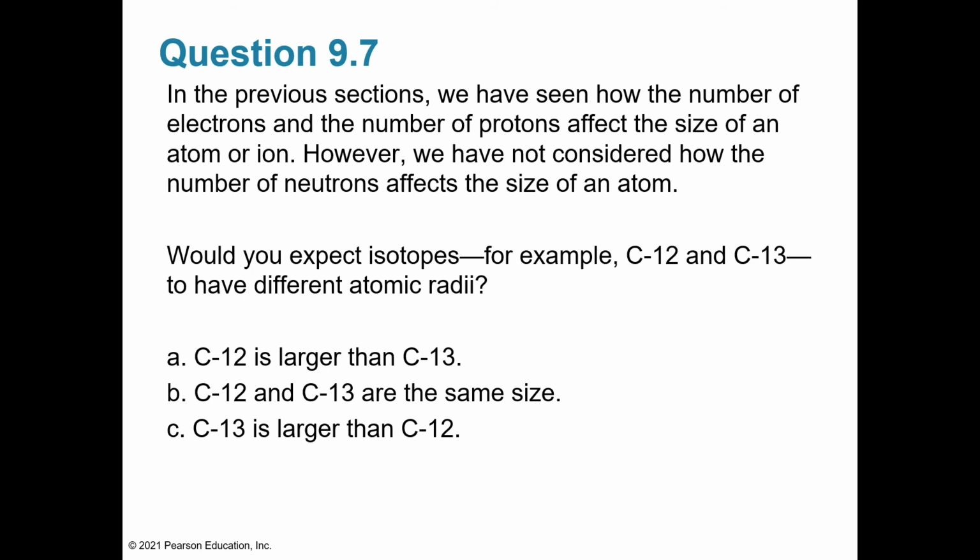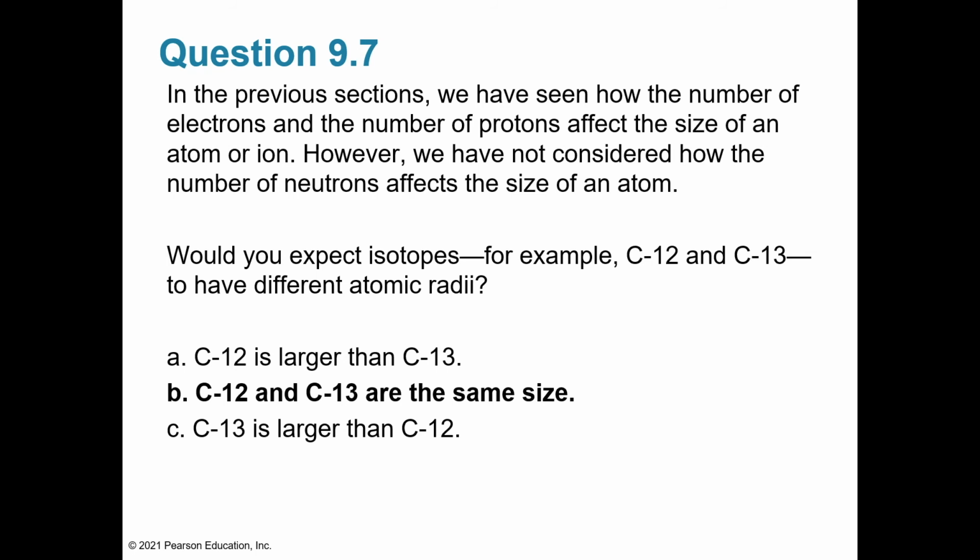Now let's test for understanding. We see how the number of electrons and the number of protons affect the size of an atom or ion. However, we have not considered how the number of neutrons affect the size of an atom. Would you expect isotopes, for example, C12 and C13, to have different atomic radii? Please pause this to think through your answer choices, and when you're ready for the answer, click play.